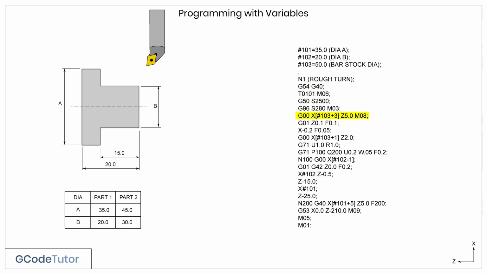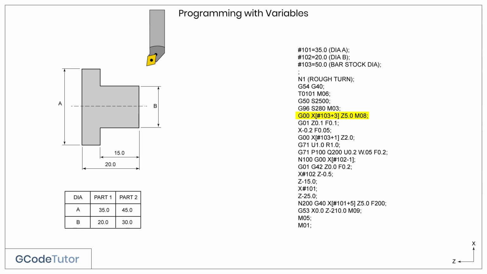Now as we rapid the tool in to our X dimension, I've used a variable here. Because we're doing maths within the variable, this has to be contained within brackets. So for our X diameter, we use #103 plus 3 millimeters. But the #103 plus 3 millimeters is always in brackets, with the X defining the axis outside the brackets. So what we're doing here is telling the tool to come in to our stock bar diameter of 50 millimeters. This is contained within the variable #103. The #103 plus 3 tells the machine to add 3 millimeters to that.